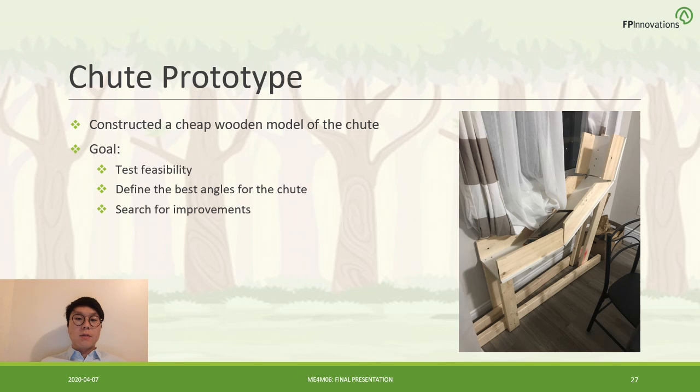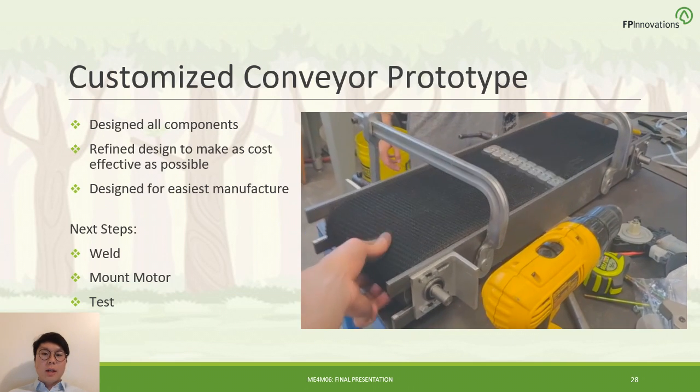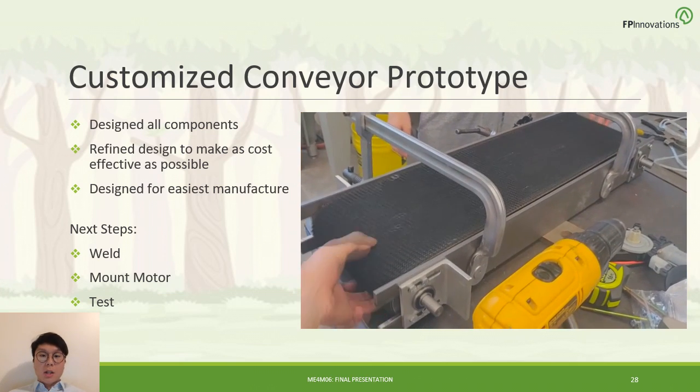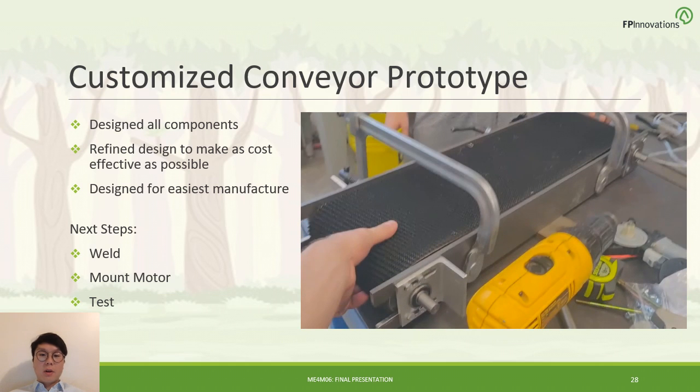This was primarily used to test the feasibility of the design, along with to determine the best angle configuration for the chute, so that the wood is able to slide to the end of the chute at perfect velocity, along with to seek any improvements that could be made to the chute design. The team was able to iterate through the conveyor belt design several times to refine it, to make it as cost effective as possible, and to keep the number of parts in the conveyor assembly to a minimum for efficient manufacturing. All the parts in the conveyor were able to be machined, and the next steps to this conveyor assembly would be to weld all the parts together and mate it to the motor to be able to physically test it.